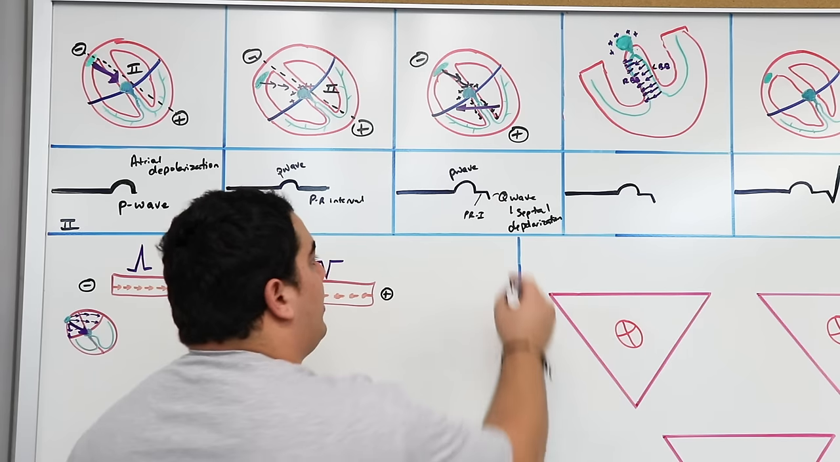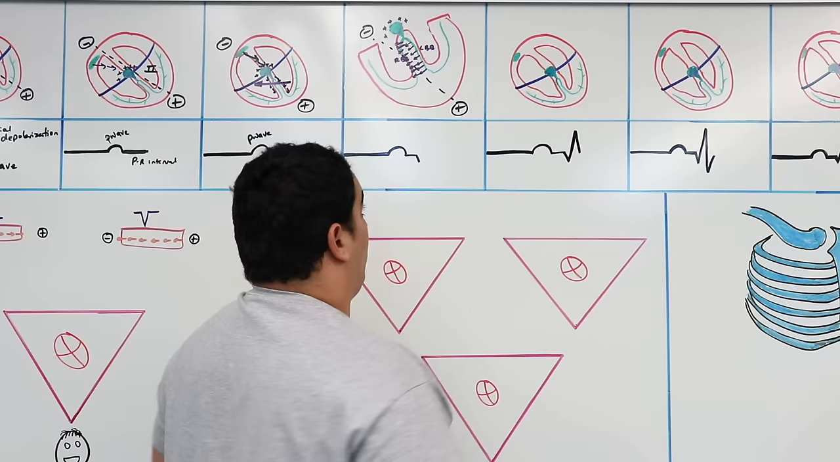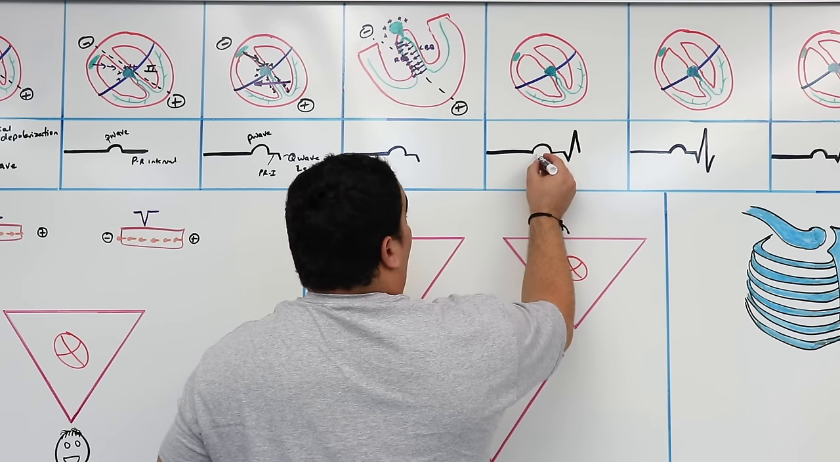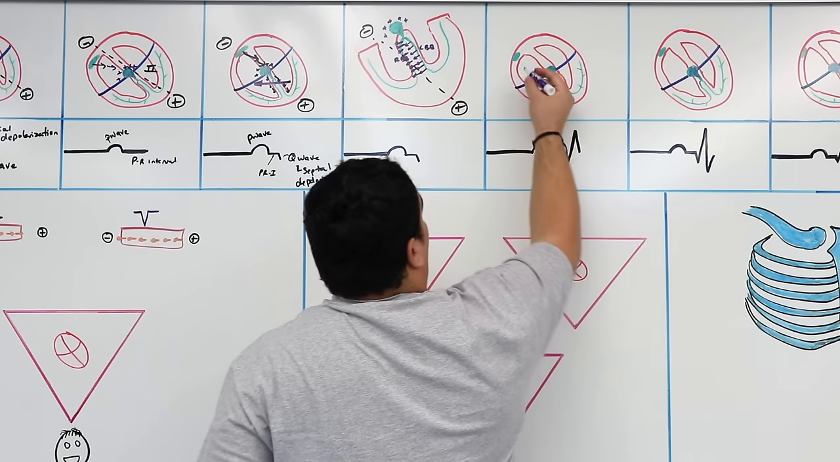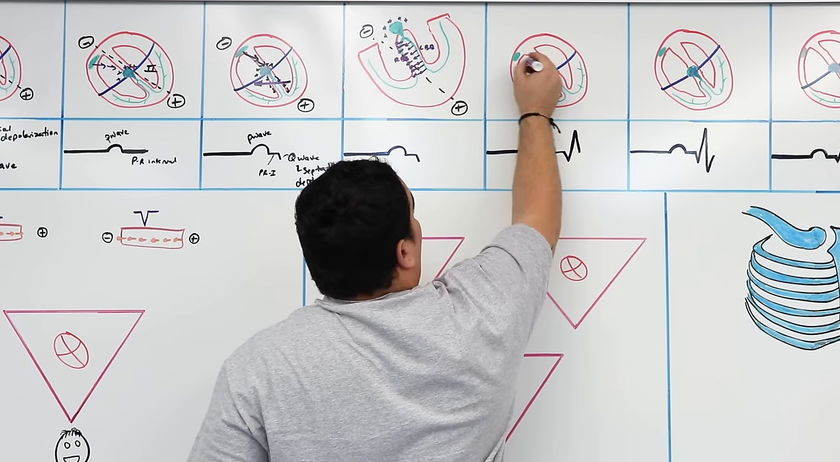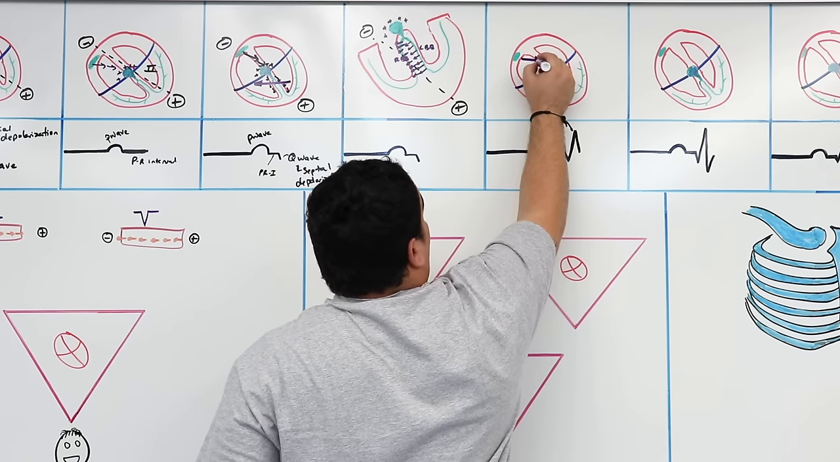Okay? Simple thing here. I just want you to remember that the Q wave is indicative of septal depolarization. Okay? So we got our P wave here, right? That's gonna be indicative. Let's draw the net vector. Let's keep again being consistent with this. So where's the net vector going from the SA node to the AV node? It's generated like this. Okay?